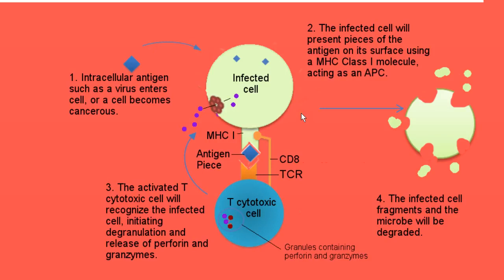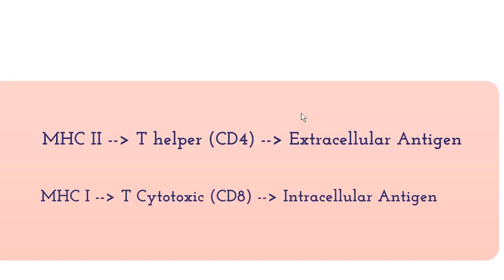So in summary, T helper cells are used in extracellular antigenic responses and require antigen to be presented with MHC class II molecules. T cytotoxic cells are used in intracellular invasions and are activated by APCs presenting the antigen using the MHC class I.